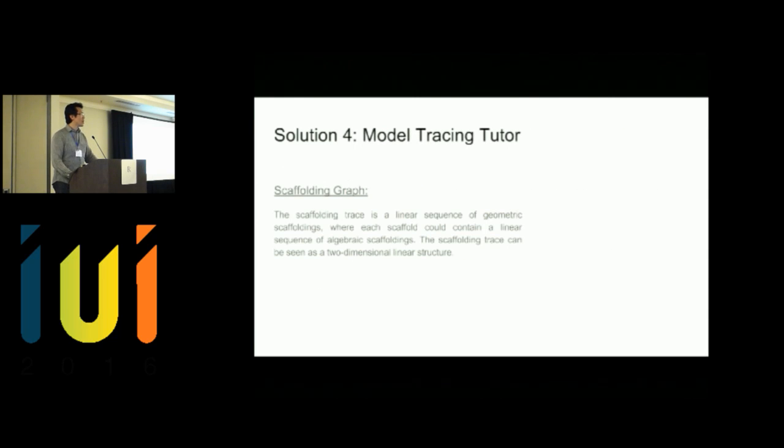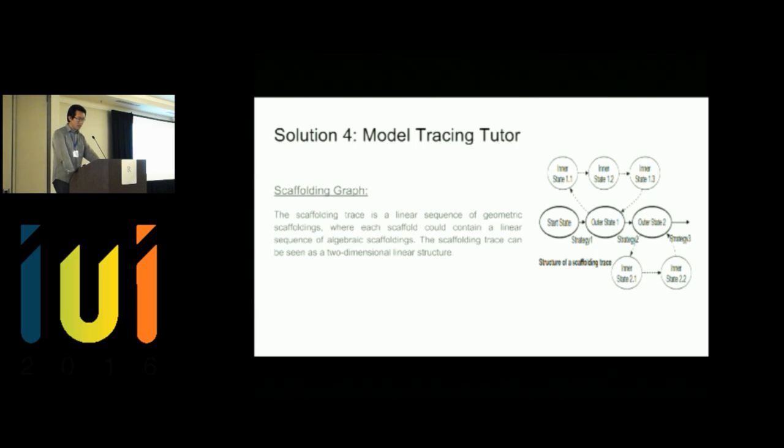Okay, building upon the machinery like the representation, solving, and also the scaffolds generation, we want to answer the fourth question that we need to tackle, that is how to verify, check users' inputs based on the machinery, the representations. From the previously generated scaffolding trace, it actually is a linear sequence of geometric scaffoldings, where each one can contain a linear sequence of algebra scaffoldings. How to understand, they will be easy, is really straightforward.